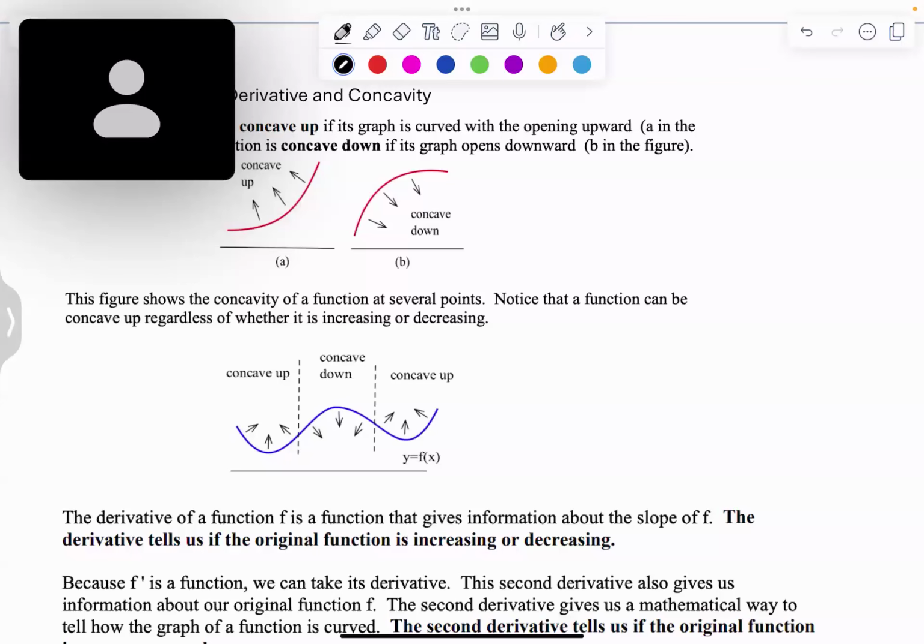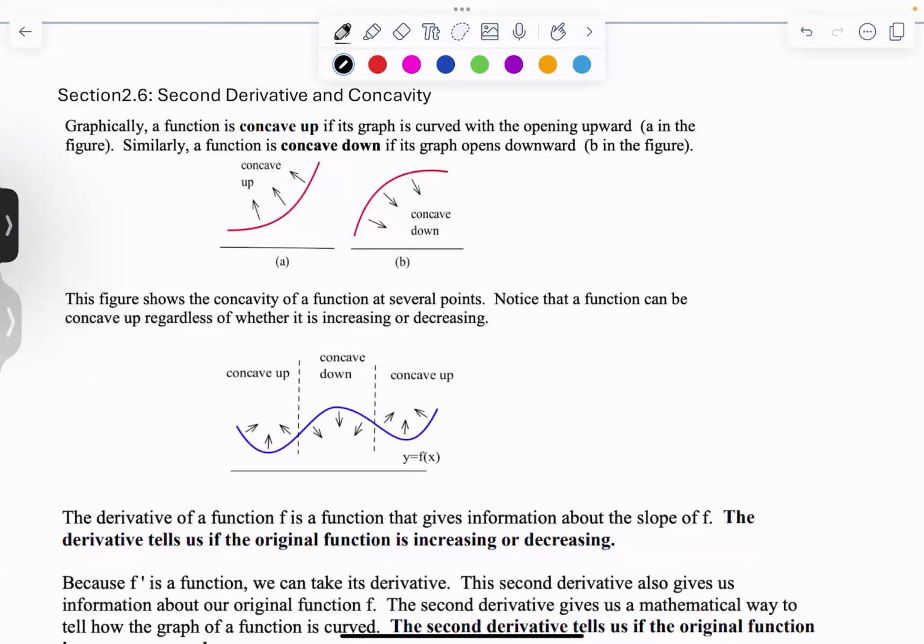Hey everyone, welcome back. We are starting some applications of the derivative, and we're going to start specifically with how it's going to affect the graph. We're going to be introduced to a new idea. We've talked about the derivative in the previous section. We're now going to talk about the second derivative. Because the original derivative is still a function of x, we can still take the derivative of it again a second time.